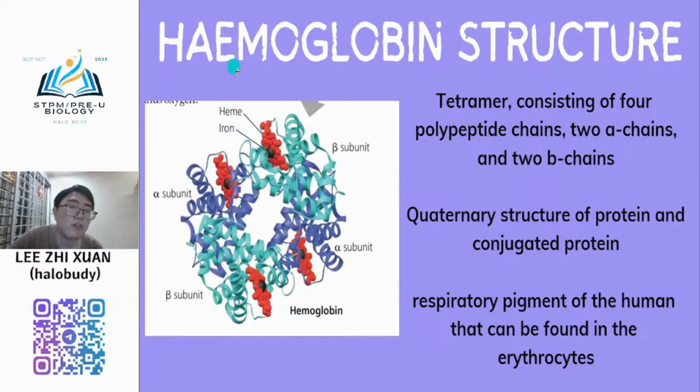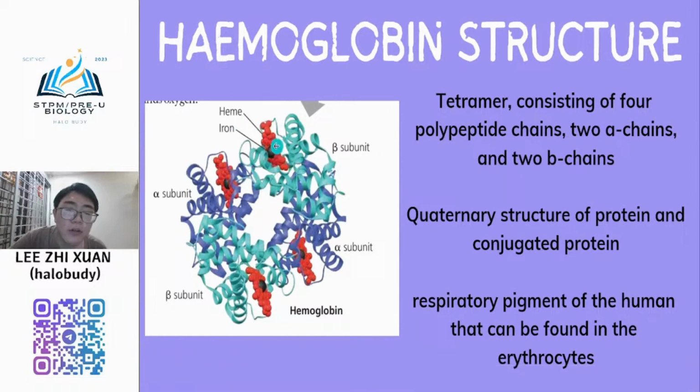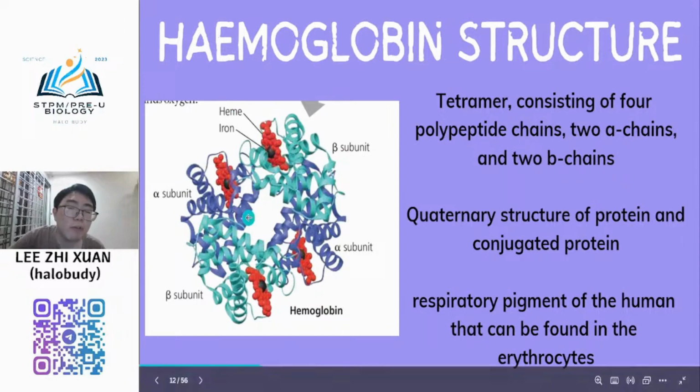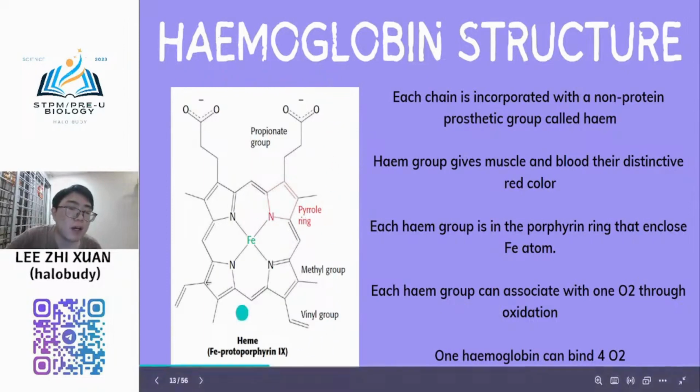So HEME or HAEM, both are acceptable. HAEM is British style, and HEME is American. So both are acceptable, up to you which one you want to use. But normally in Malaysia we use HAEM, haemoglobin with an A, because Malaysia follows British English. Okay, and you see here each polypeptide chain will contain one hem group. So in one hemoglobin, we will have 4 hem groups. So this is the chemical structure of the hem group.